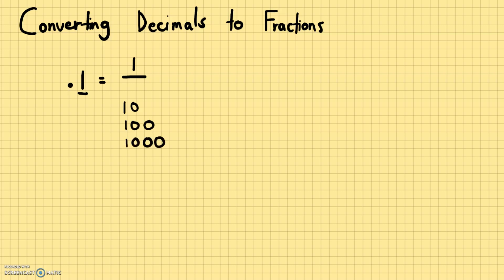Okay, so how do we know how many zeros are going to be in the denominator? Well, you just look at how many numbers there are after the decimal point. So there's the decimal point right here. And how many numbers are there after the decimal point? In this case, we only have one number. So that means we only have 1 zero in the denominator.